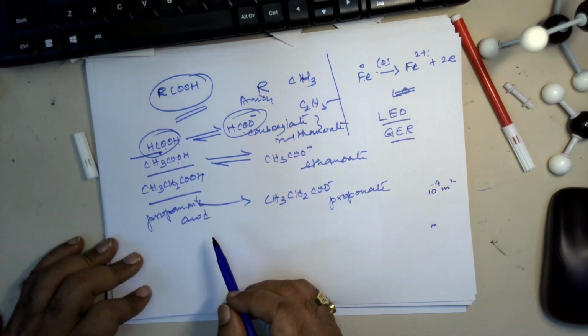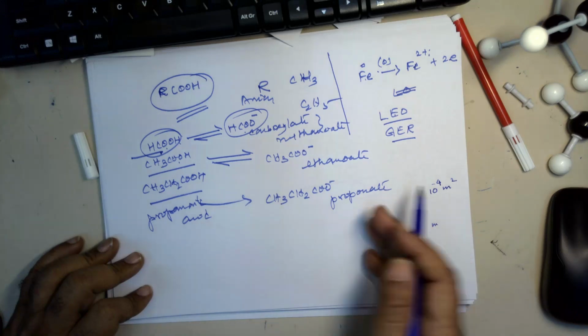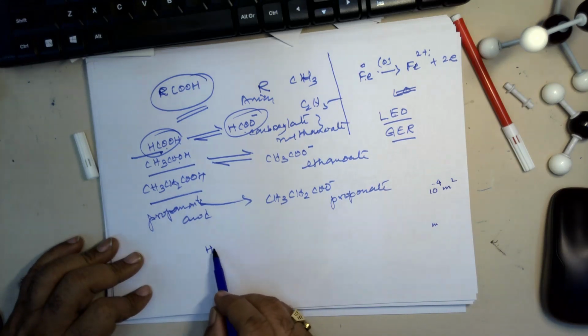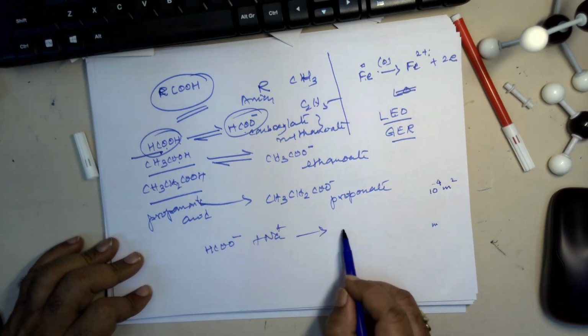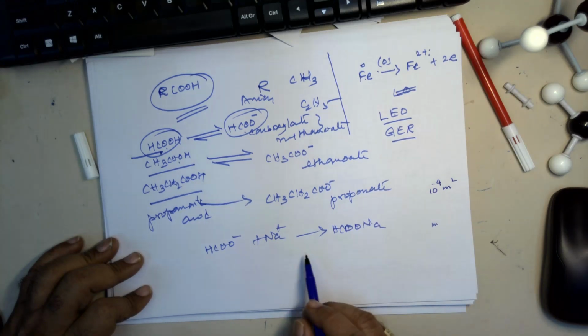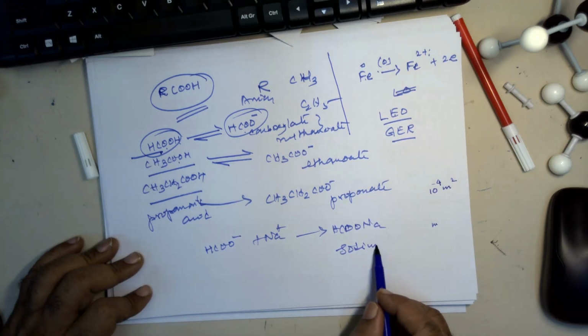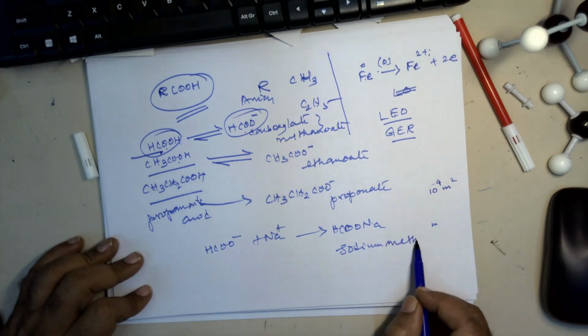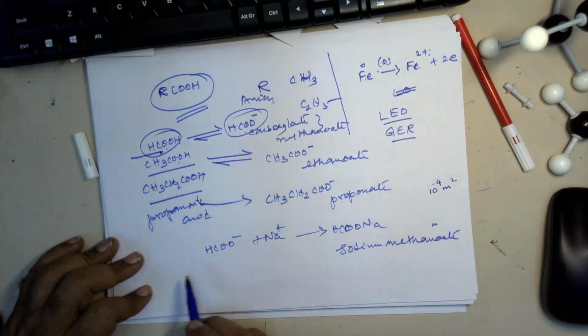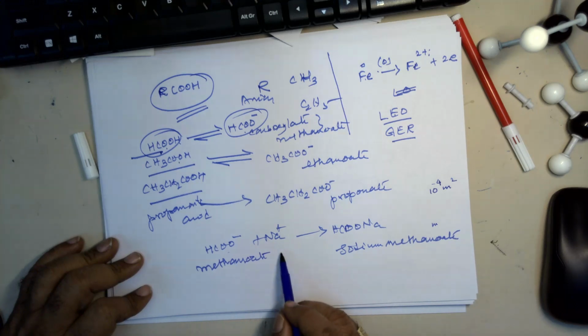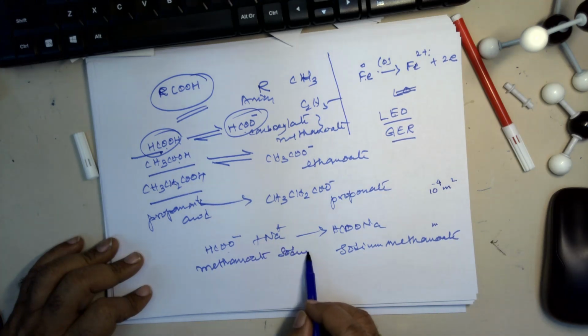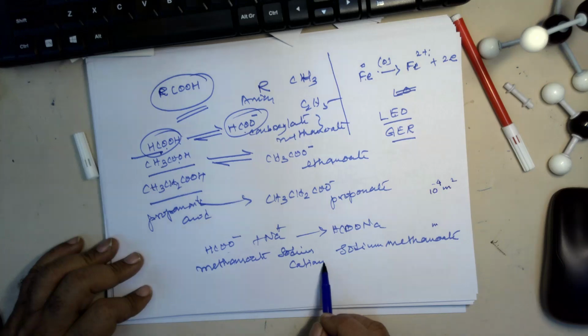Now, what they have given here is the salt of an acid. Salt of an acid means, for example, HCOO minus plus Na plus. It can combine to form HCOONa. What do you call it? Sodium methanoate. Why? Because this is methanoate anion, and this is sodium cation.